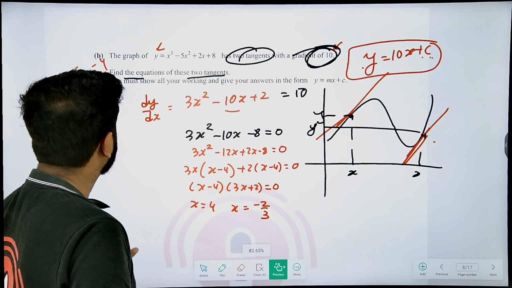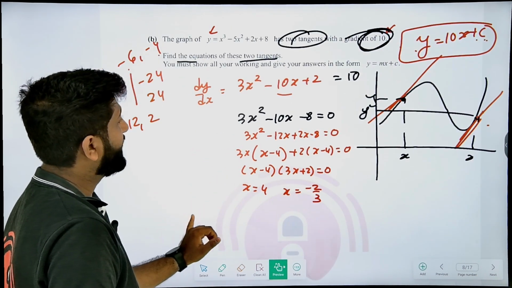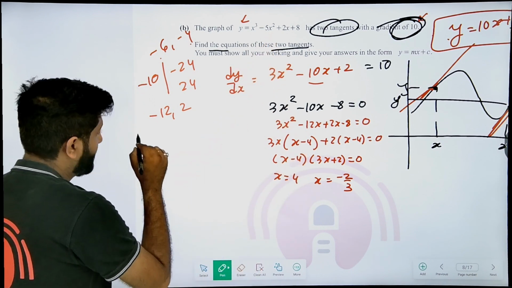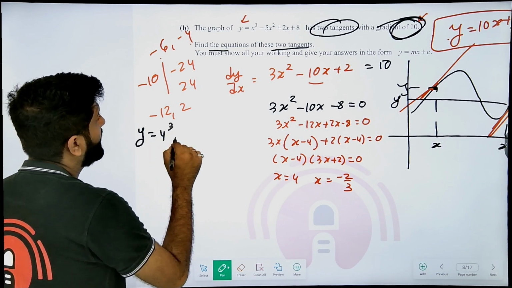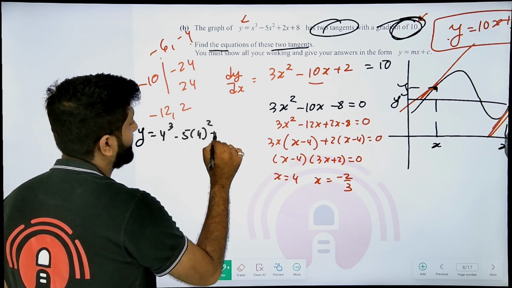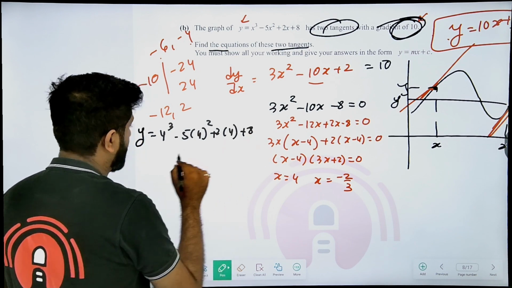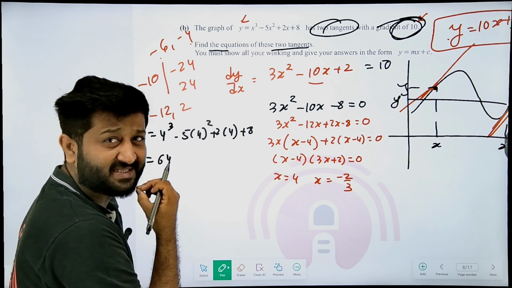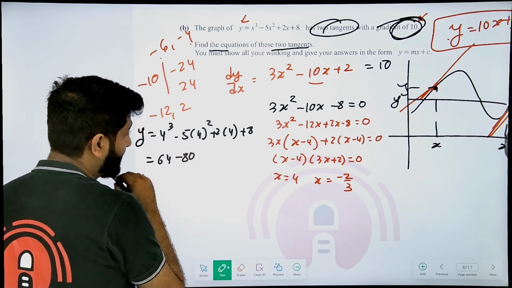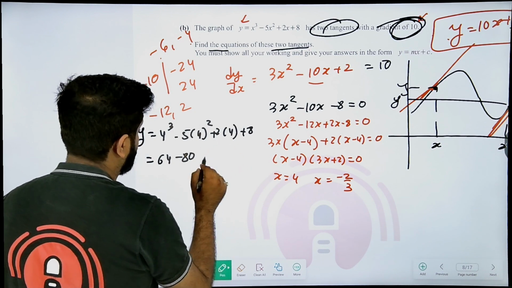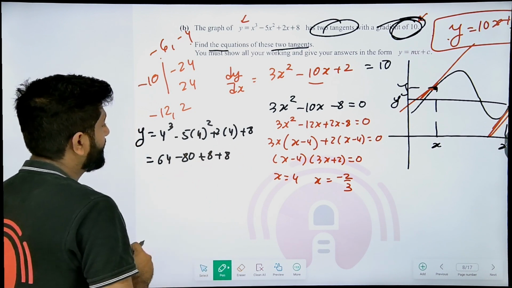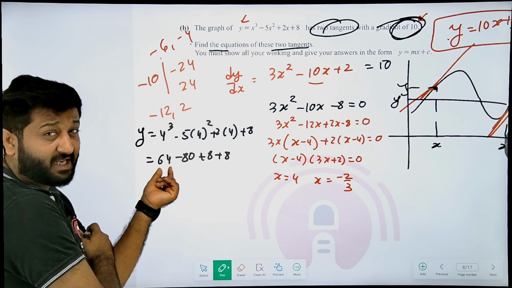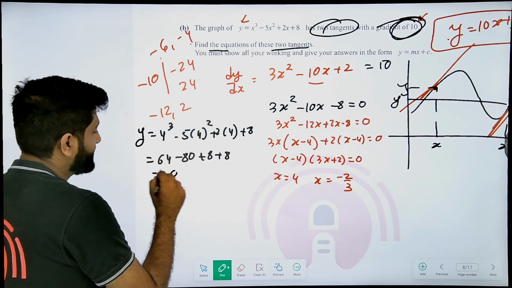We'll have to find out the value of y first. So for that, I'll have to substitute the value of x in the equation. So you have y equals 4 cube minus 5 times 4 square plus 2 times 4 plus 8. So you have 64. 4 square is 16. 16 into 5 is negative 80. 4 2s are 8, plus 8. So I have 8 plus 8 is 16. 16 plus 64 is 80. 80 minus 80 should be 0.